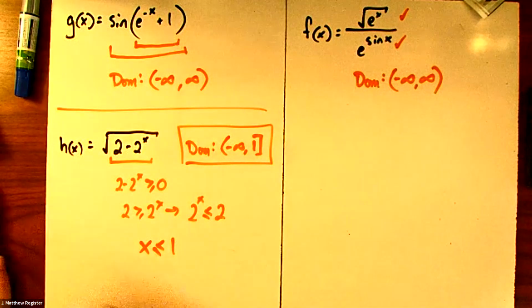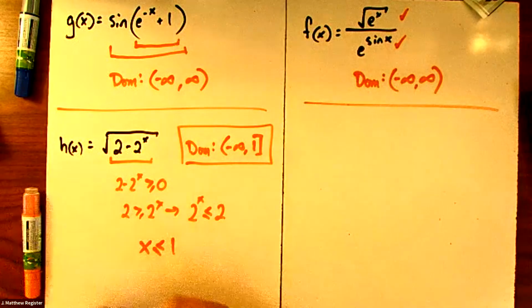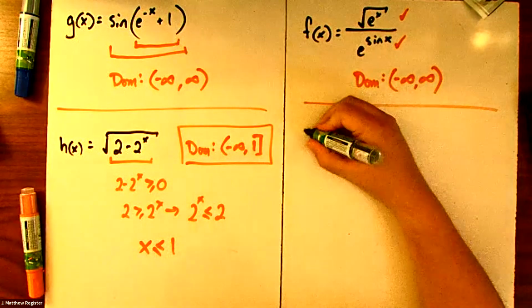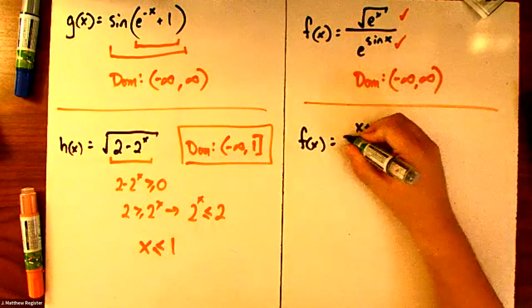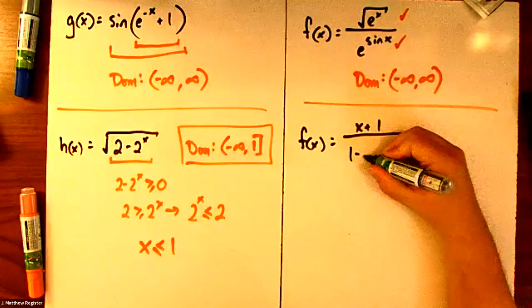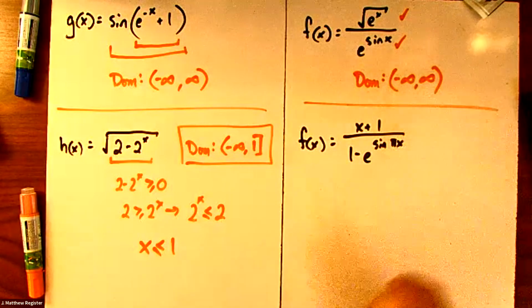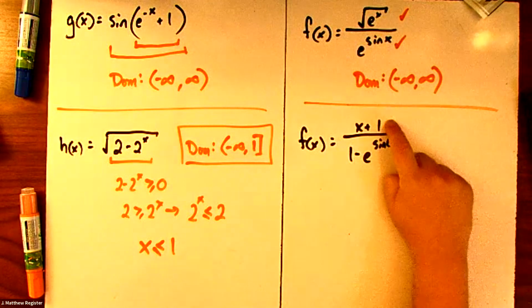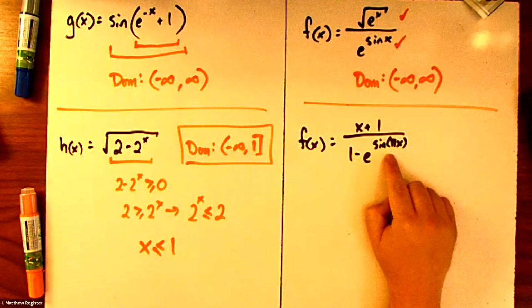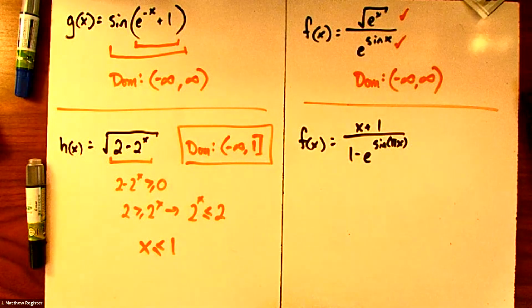The last one is perhaps the most complicated one. And it is f of x equals x plus 1 over 1 minus e to the sine of pi x. And so again, we want to be asking questions, when does this go wrong? Our numerator, we have no issues. Our denominator, we have some issues because this denominator is actually going to equal 0 sometimes.